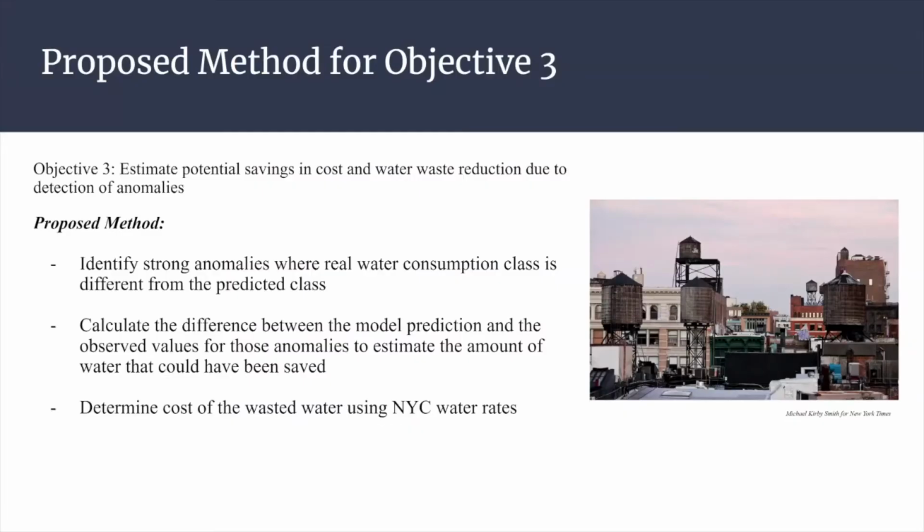The third objective will be the likely savings in water waste and cost reduction due to anomaly detection. To address this objective, we first try to identify strong abnormalities in the case that actual water consumption classes are different from the predicted classes. Then we calculate the differences between observed values and predictive model outcomes for detected anomalies in order to estimate the water amount that could have been saved. Then we determine the cost pertaining to wasted water using New York City water rates.